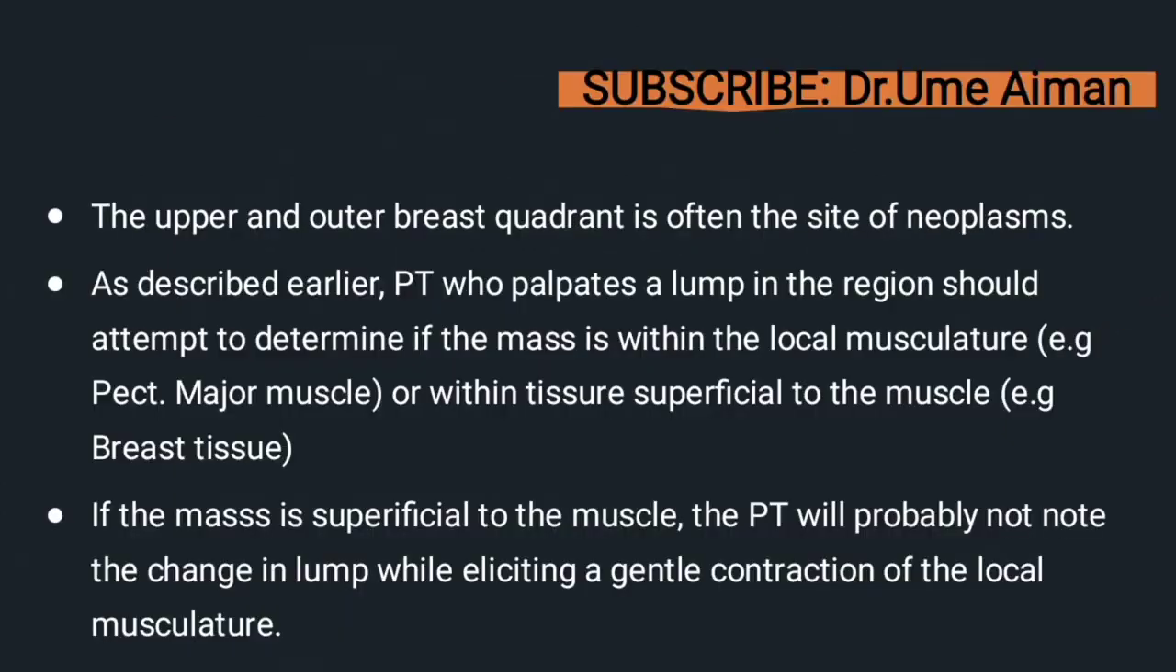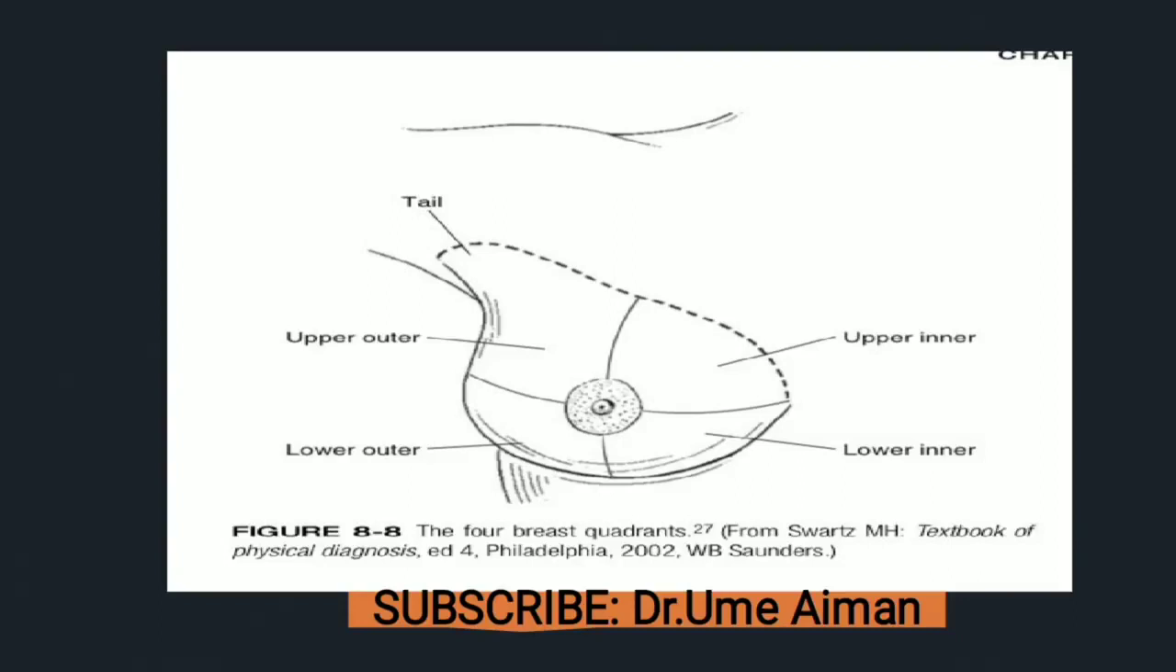The upper outer breast quadrant is often the site of neoplasms. As described earlier, a physiotherapist who palpates a lump in the region should attempt to determine if the mass is within the local musculature, the pectoral major muscles, or within tissue superficial to the muscle, the breast tissue. If the mass is superficial, it probably will not change while eliciting a gentle contraction of the local musculature. These are the four quadrants of the breast: upper inner, lower inner, upper outer, and lower outer.